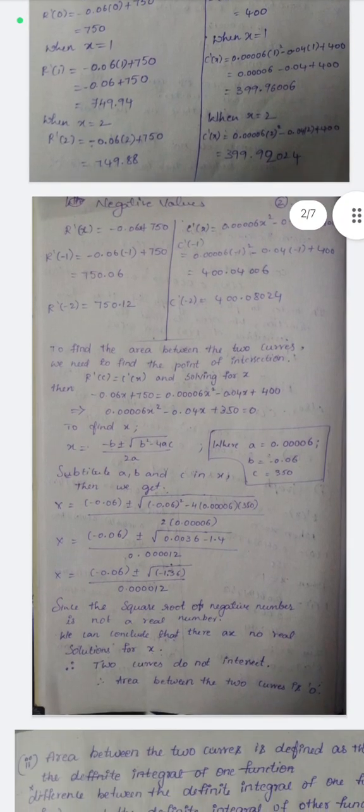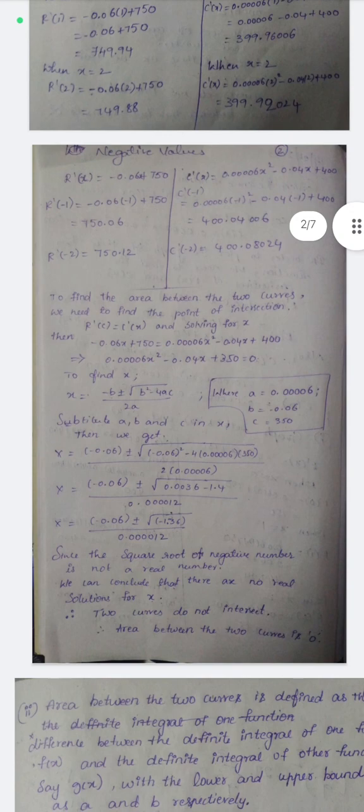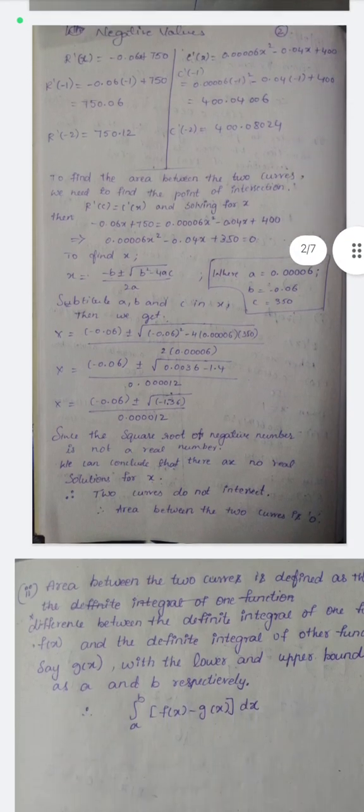For that, we need to use the formula x equals negative b plus or minus the square root of b squared minus 4ac, all over 2a. By using that formula, we find the x value. Since the square root of a negative number is not a real number, the curves do not intersect. We can conclude that there is no real solution for x.